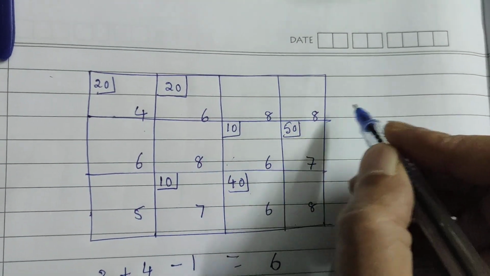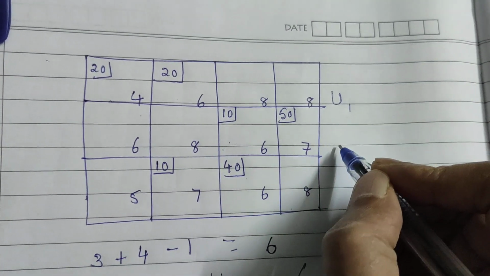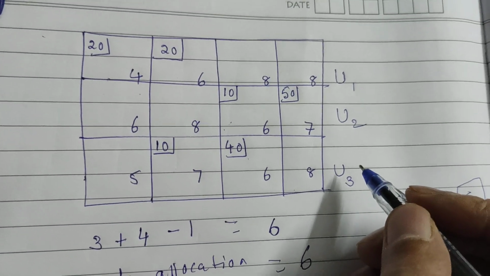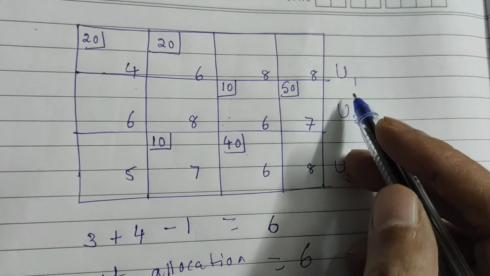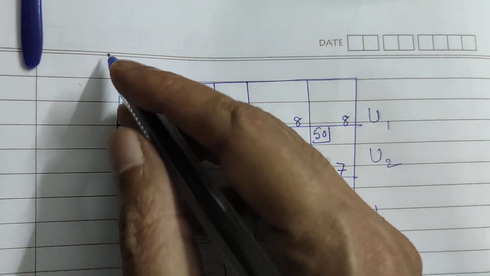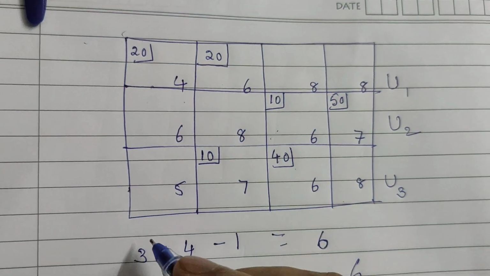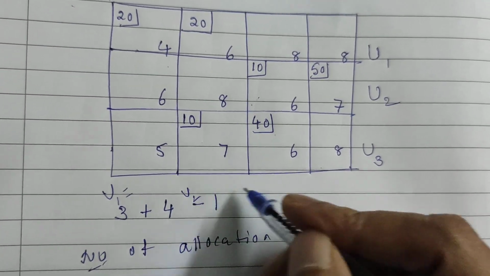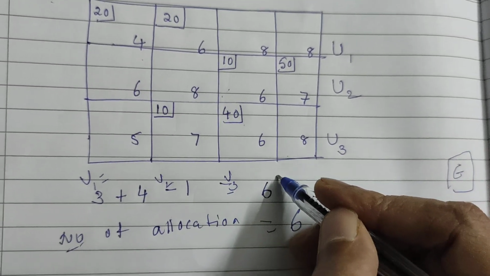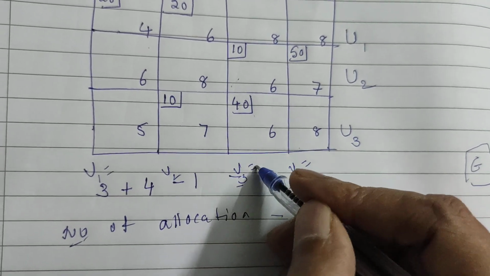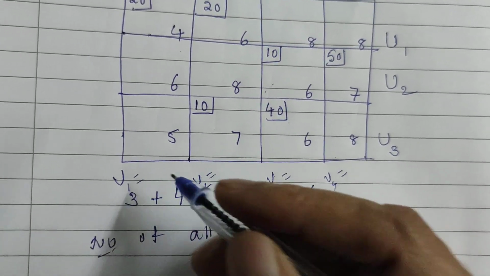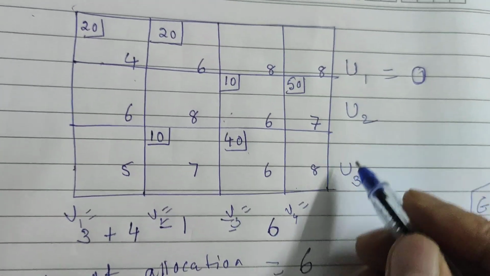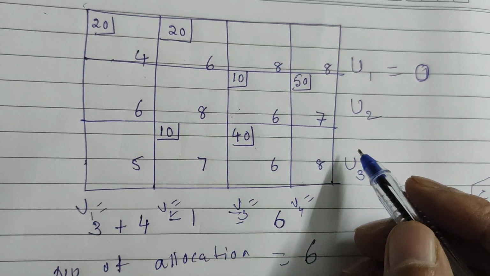Assuming the first row as u1, the second row as u2, and the third row as u3. Assuming the columns as v1, v2, v3 and v4. First, we assume u1 is always 0.